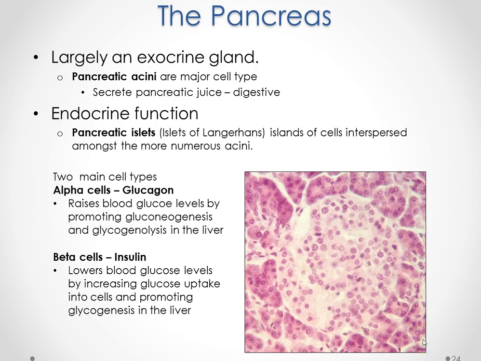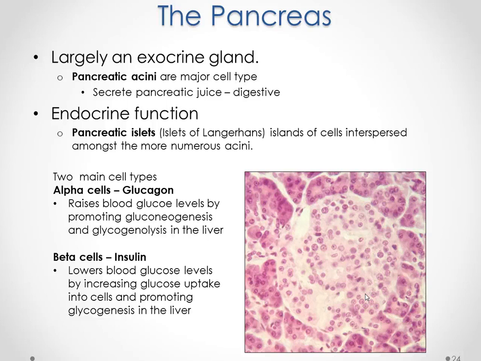But every now and again, when you look at the slide, you're going to see this mass of lighter colored cells. This mass of cells is called a pancreatic islet, and it's literally an island of these endocrine cells that are dispersed throughout the acini cells. There are 4 different types of cells that make up this pancreatic islet. I only want you to know the functions of 2 of these cells.